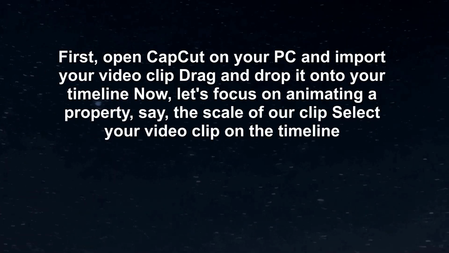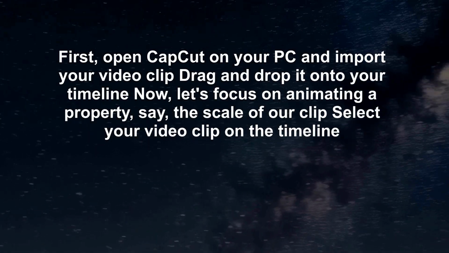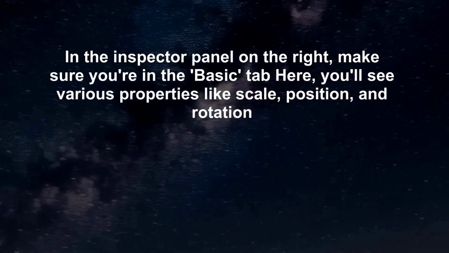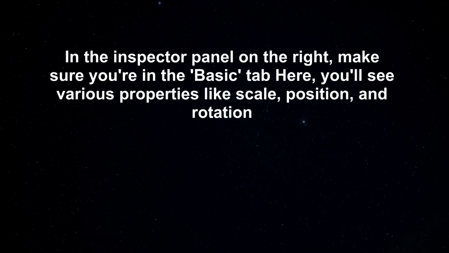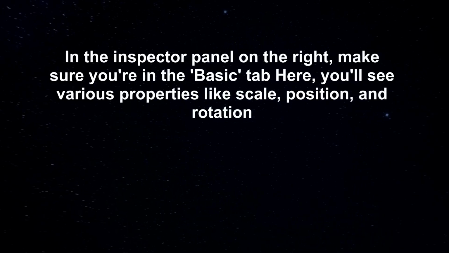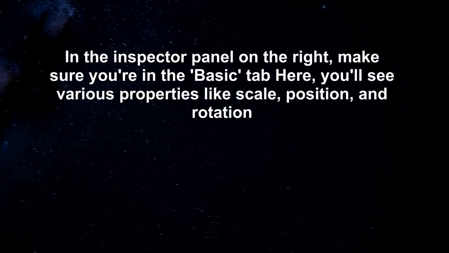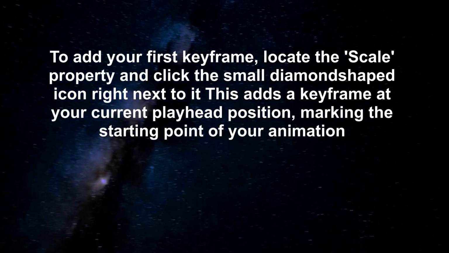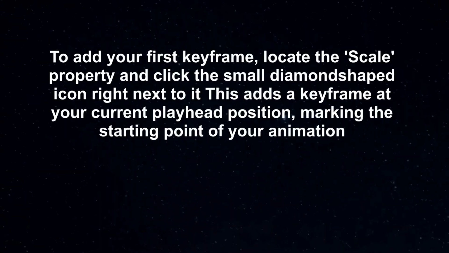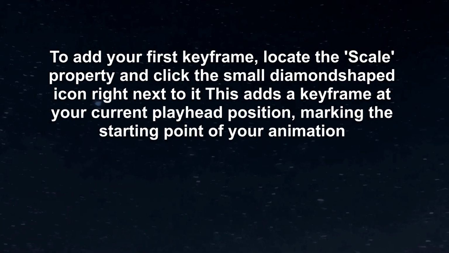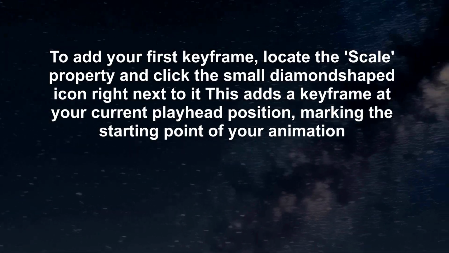Now, let's focus on animating a property. Say, the scale of our clip. Select your video clip on the timeline. In the Inspector panel on the right, make sure you're in the Basic tab here. You'll see various properties like scale, position, and rotation. To add your first keyframe, locate the Scale property and click the small diamond-shaped icon right next to it.